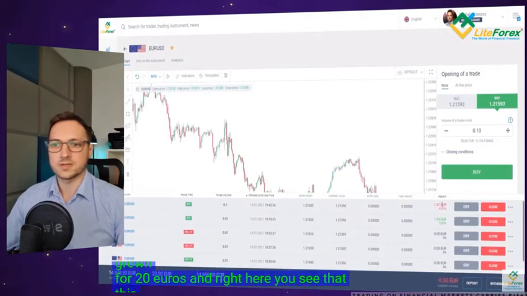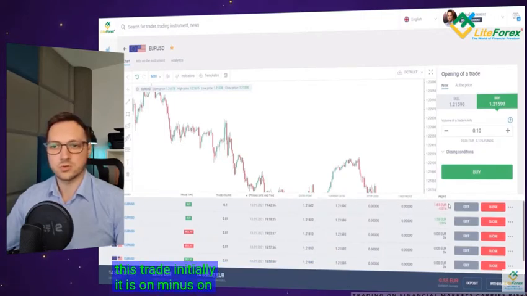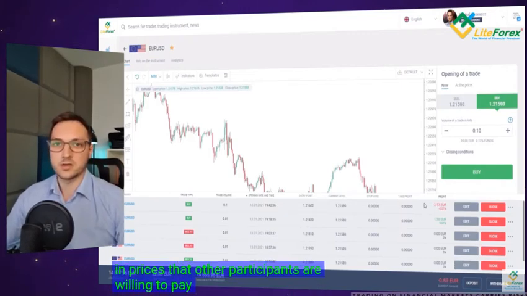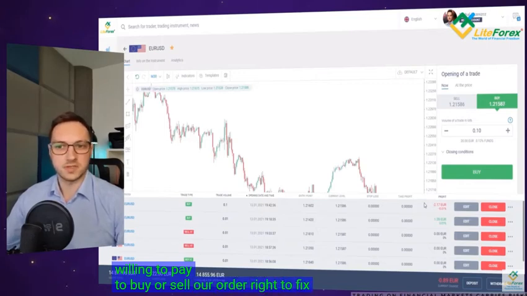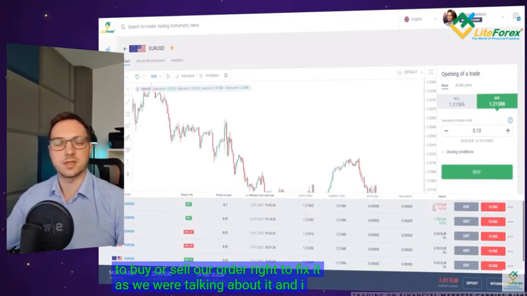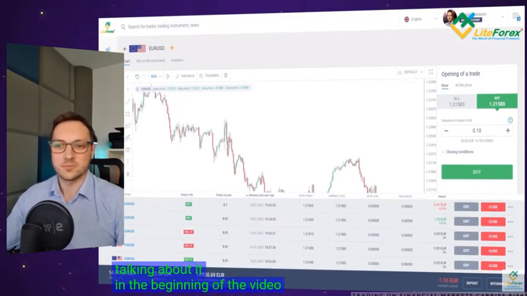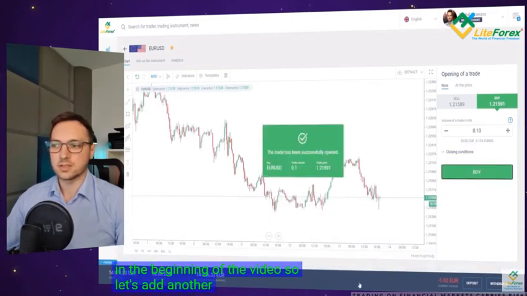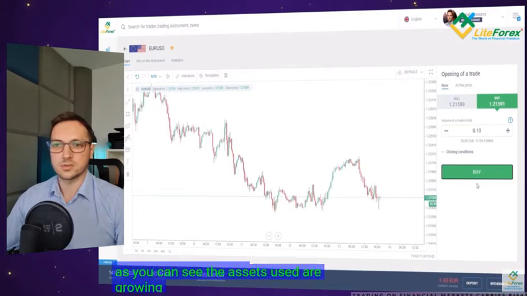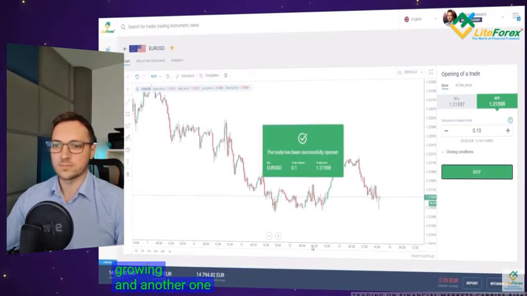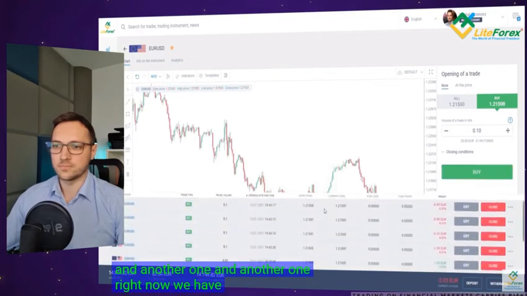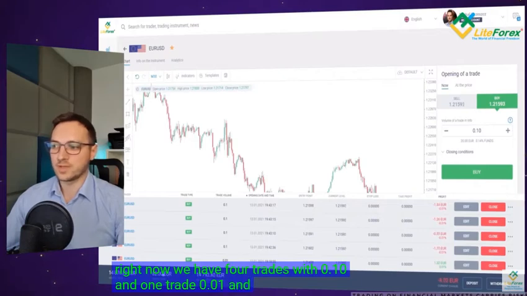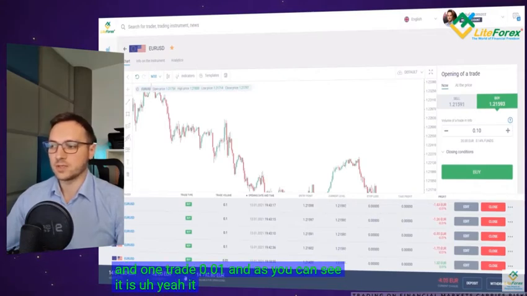And right here you see that this trade initially is on loss, due to the difference in prices that other participants are willing to pay to buy or sell our order, right? To fix it, as I was talking about in the beginning of the video, let's add another trade. As you can see, the assets used are growing, and another one, and another one. Right now we have 4 trades with 0.10 and 1 trade 0.01. And as you can see, it is added to the assets used.